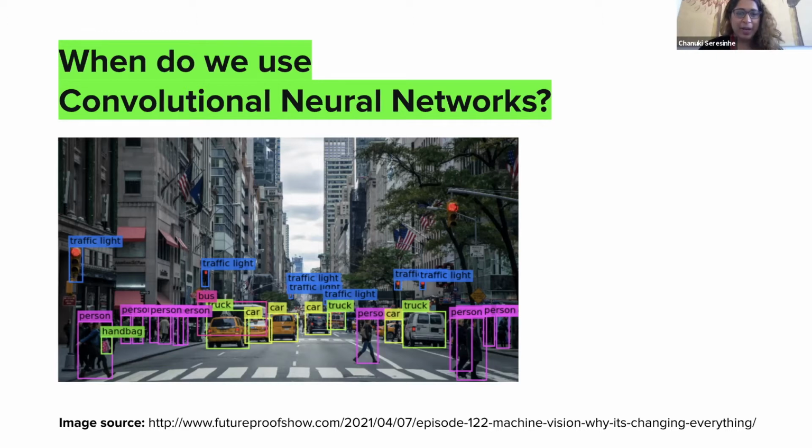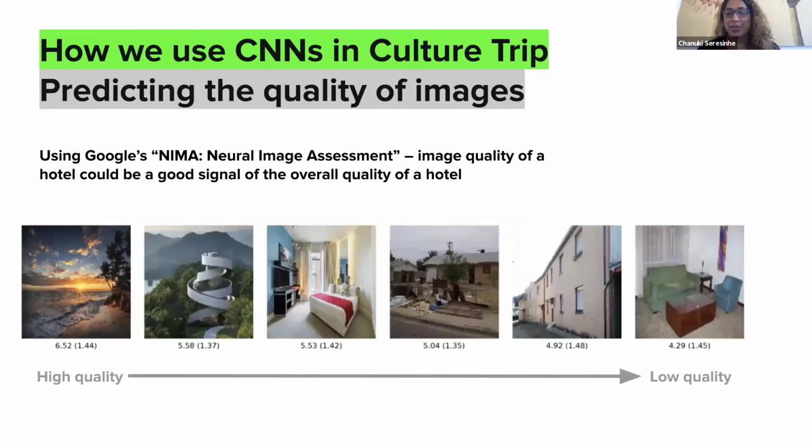But I wanted to talk to you about how we use convolutional neural networks here at Culture Trip. So one of the things we work on all the time is recommending hotels to people. And we need to figure out which hotels are actually good quality. And one of the ways of looking at the quality of a hotel, of course, is by the ratings people give a certain hotel. But sometimes we don't actually have enough ratings, or it could be a new hotel. So we also need to figure out in these instances how we might get another signal of the quality.